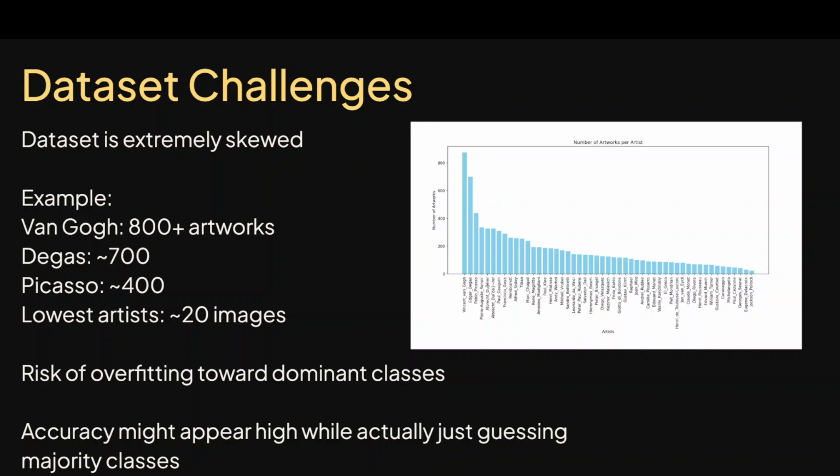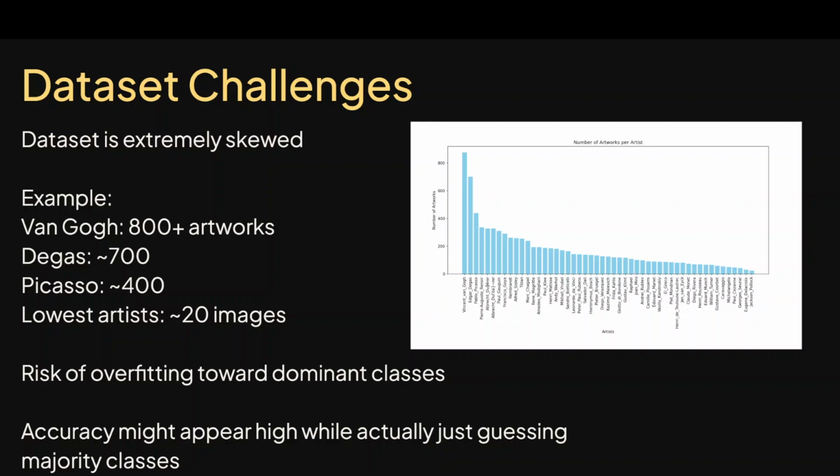For example, Vincent van Gogh had well over 800 artworks stored within this dataset. Second in line is Edgar Degas with about 700 artworks. Third is Pablo Picasso with a little over 400 pieces of artwork. Just from the first three classifications, it varies by hundreds of data points. The artist with the least amount of artwork in the dataset has only approximately 20 pieces.